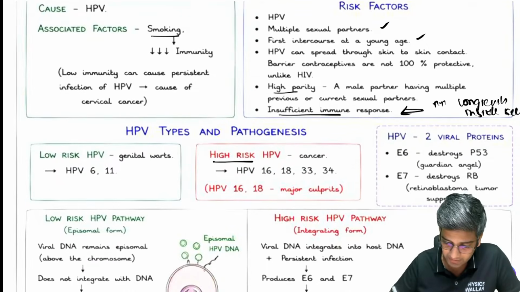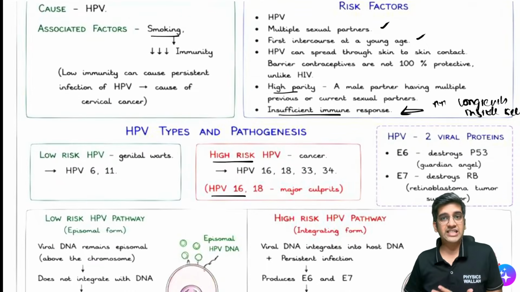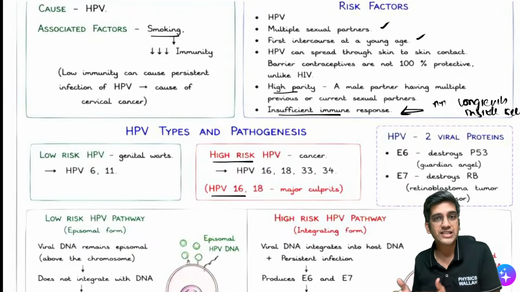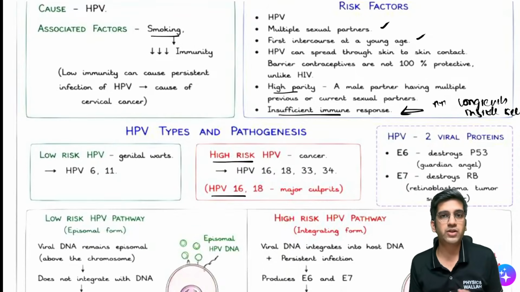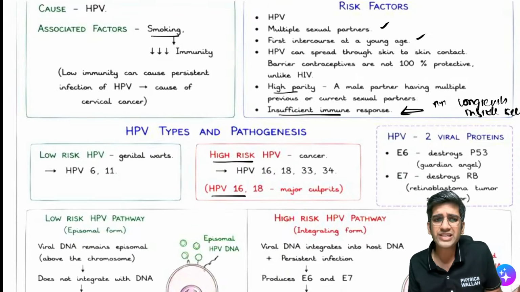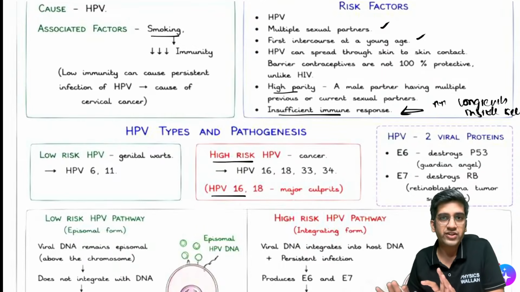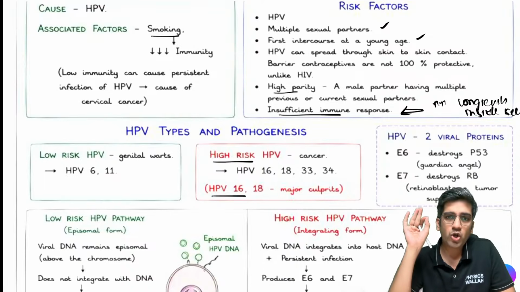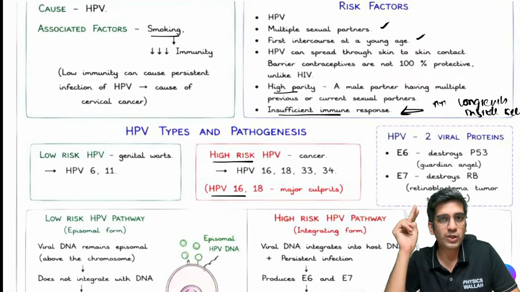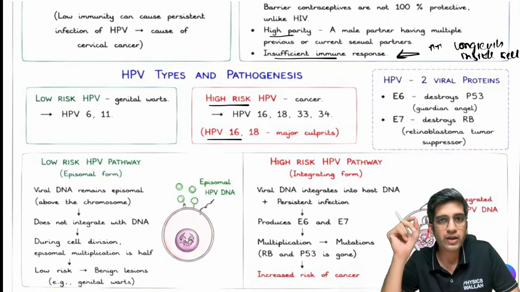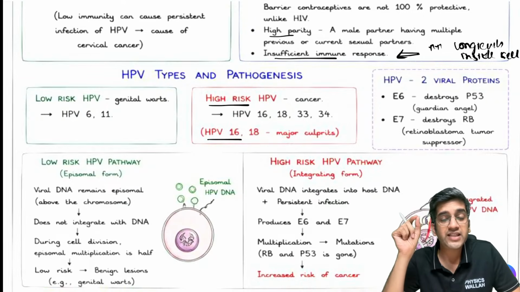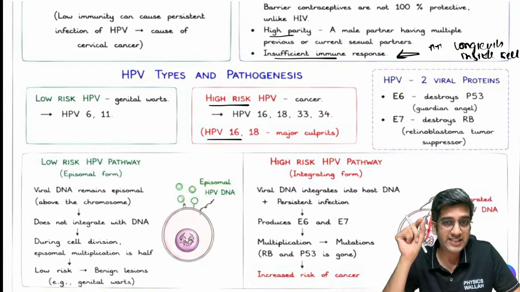You have to remember this because most of the vaccinations are concentrating on the high-risk phenotypes and not the low-risk ones, because low-risk ones cause genital warts, which is treatable, which is curable, nothing much important for us, right? Both of these, be it low risk or high risk, have two important viral proteins that can definitely come in a viva. I'm sure you know them as well. These are viral proteins E6 and E7.